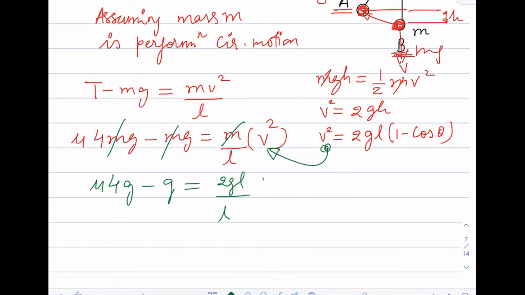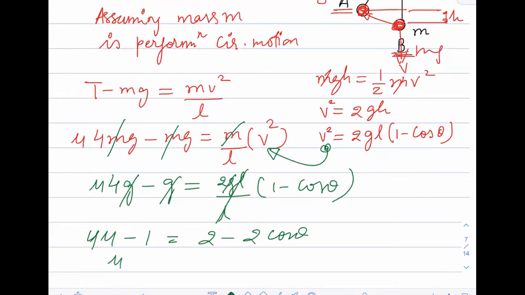2gl by L into 1 minus cos of theta. From here g and g get cancelled, L also gets cancelled. So you will be having here 4 mu minus 1 is equal to 2 minus 2 cos of theta. So mu will become, this 1 goes to that side, so it will become 3 minus 2 cos of theta divided by 4. So this is the answer for this question.